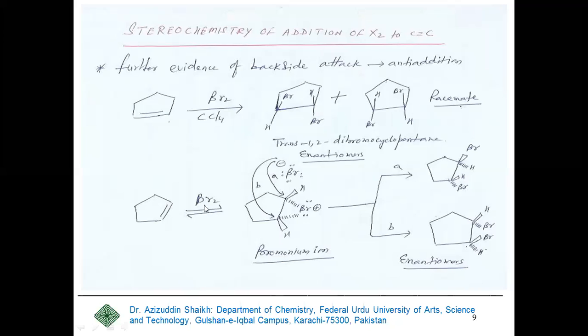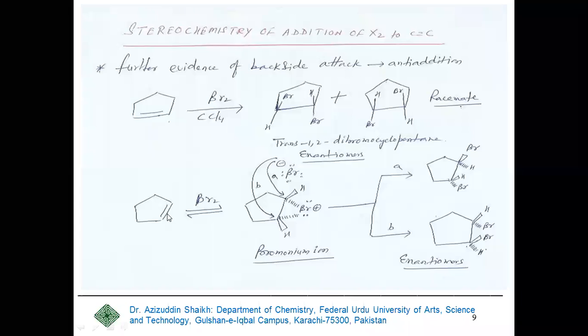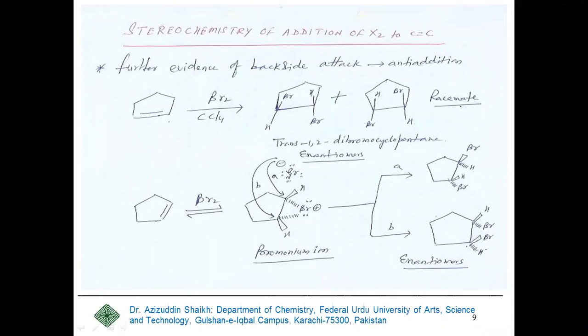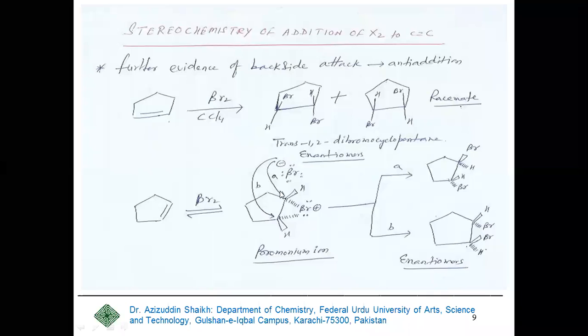And this is the pentene bromide. This is the mechanism. Bromine reacts with cyclopentene. This is the intermediate bromonium ion, and there are two options: option A, attack on this carbon, and option B, attack on this carbon. In result, two enantiomers or racemates are formed.